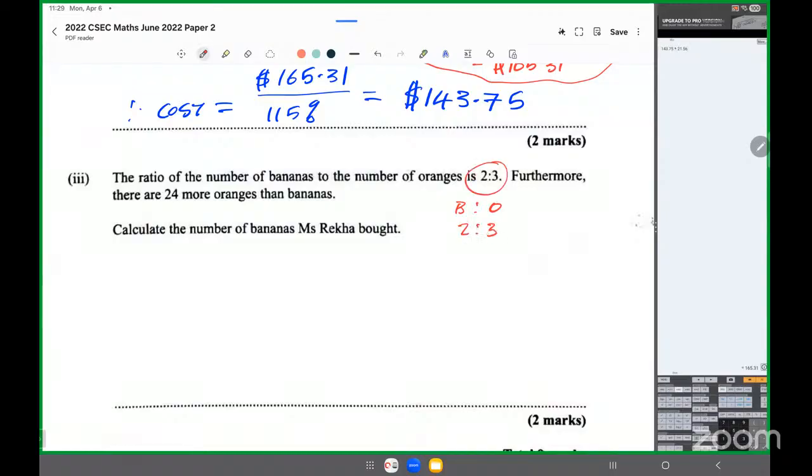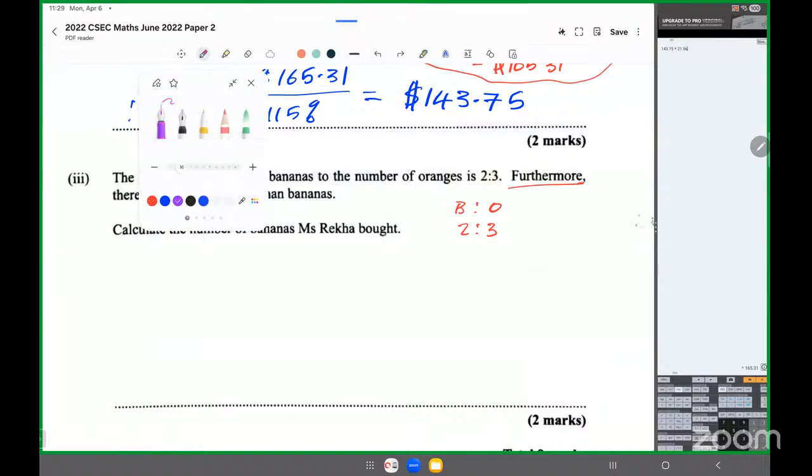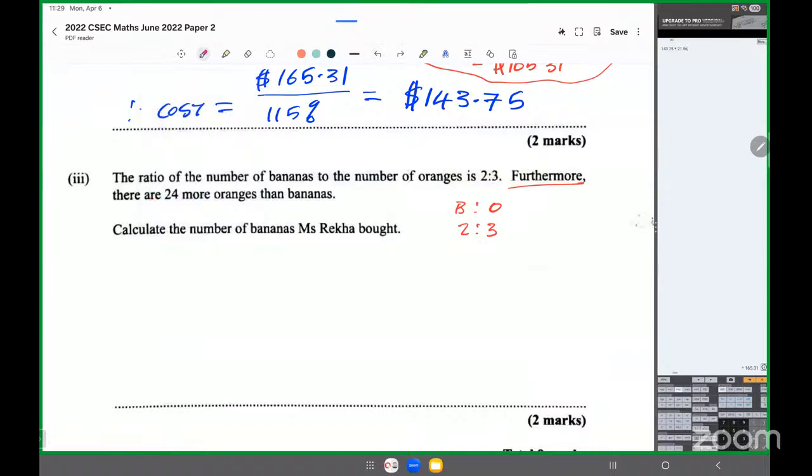This is the broken down comparison of the actual number that she bought. Furthermore, there are 24 more oranges than bananas. 24 more. So this is really the difference between the number of bananas and oranges. So what I'm going to do is extend this ratio to show the difference as well, or the amount more. Show the more.